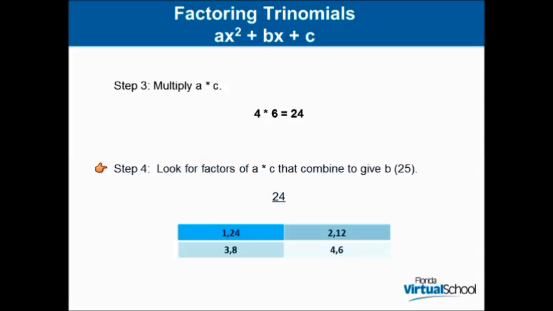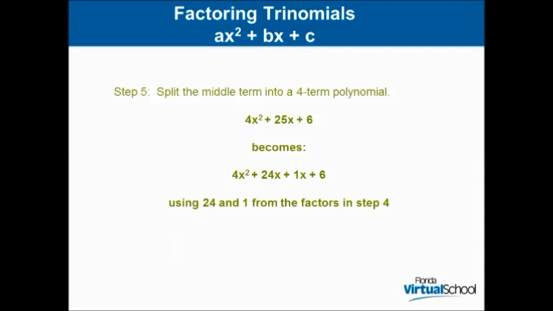Now we'll find the factors of 24. 1 times 24, 3 times 8, 2 times 12, and 4 times 6. Of our list, we're looking for the 2 that you could add together to give 25. Remember, 25 was our middle term of the trinomial. 1 times 24 equals 24, and 1 plus 24 will equal 25. So those are the factors that we'll use.